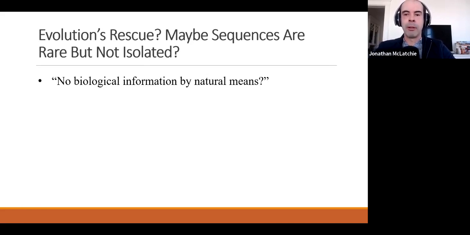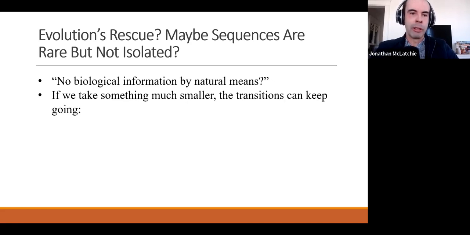So we might be able to get, we can get to perhaps, no biological information by natural meats. We might change the means to meats or something like that, which would still be meaningful, although it is not a particularly coherent sentence. It still retains its meaning at the level of individual words, but it loses all coherence as a phrase. So we're stuck on an isolated island with just a population of two sentences, and there's not especially much difference between those two meanings. Now, if we take something much smaller, the transitions can keep going.